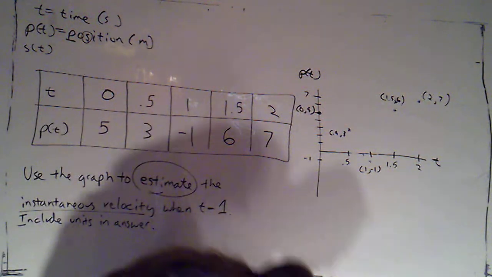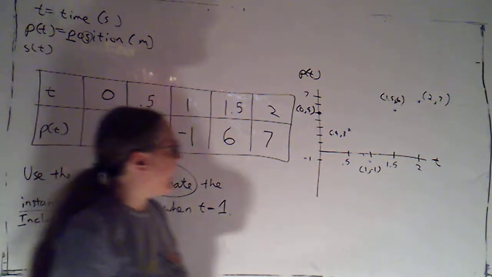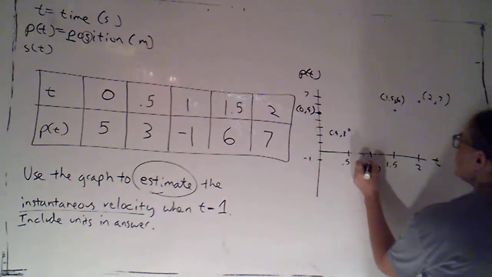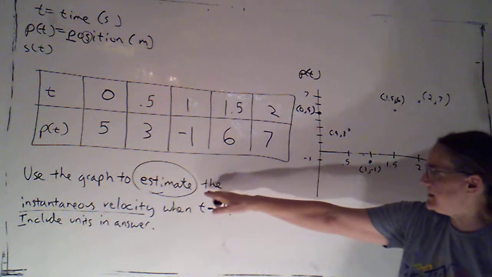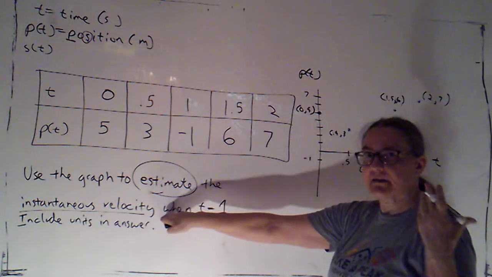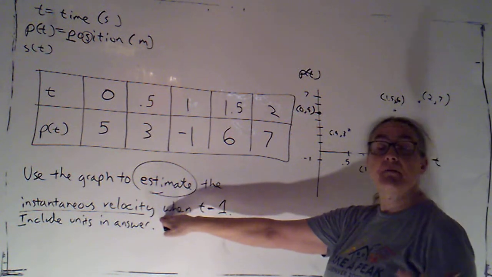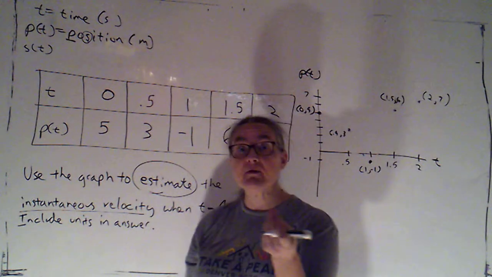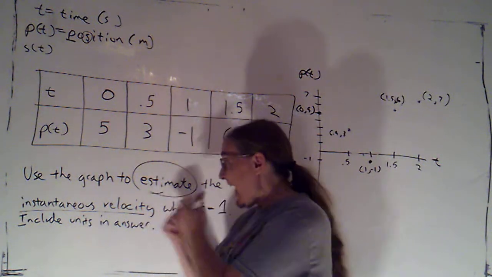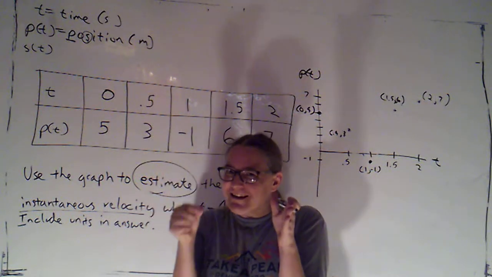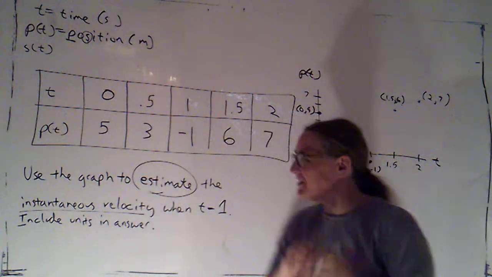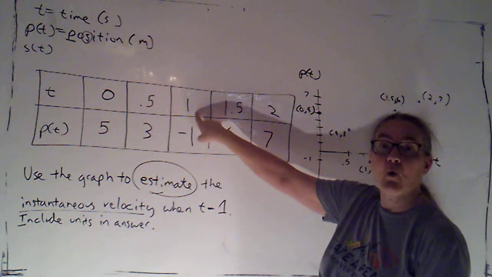So what my other option is, and this is what I'm going to go with, is I can say, okay, I know that the instantaneous velocity is going to be the slope of the tangent line, but I also know that I can estimate that with secant lines. Now, if I were going to actually calculate it, I'd have to take secant lines using points that got closer and closer to time 1.